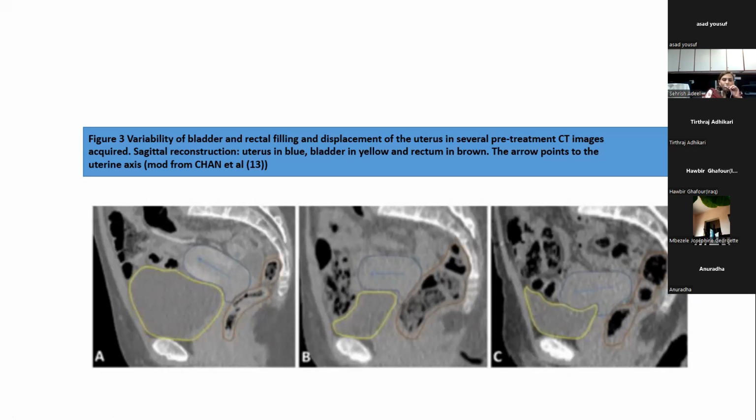Well, here you can see in the picture B and C, the position of the uterus is different as compared to the position in the picture A. The uterus is the same, but the position varies because of the difference in the filling of the urinary bladder.